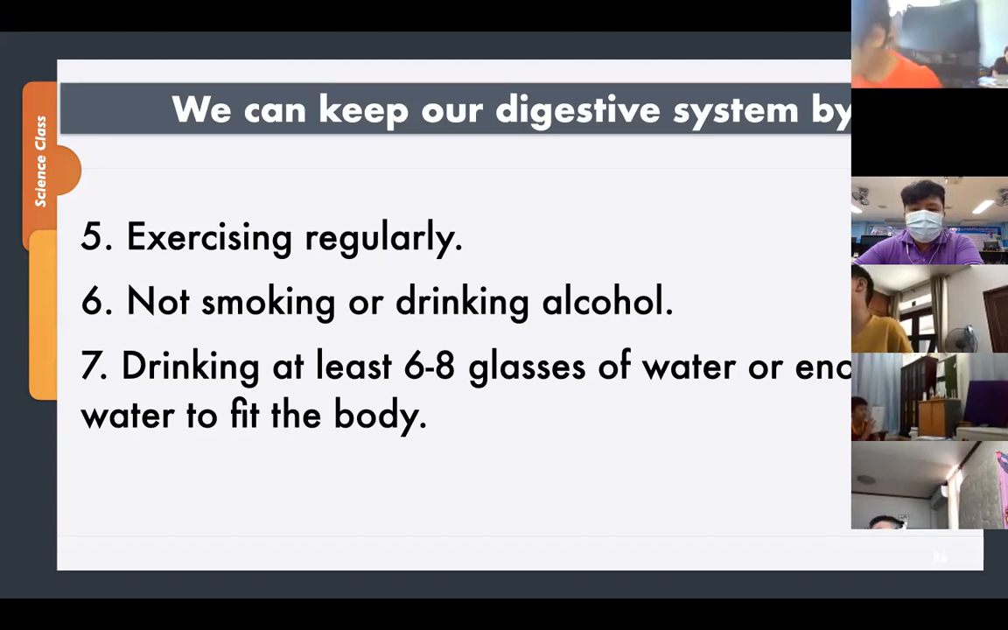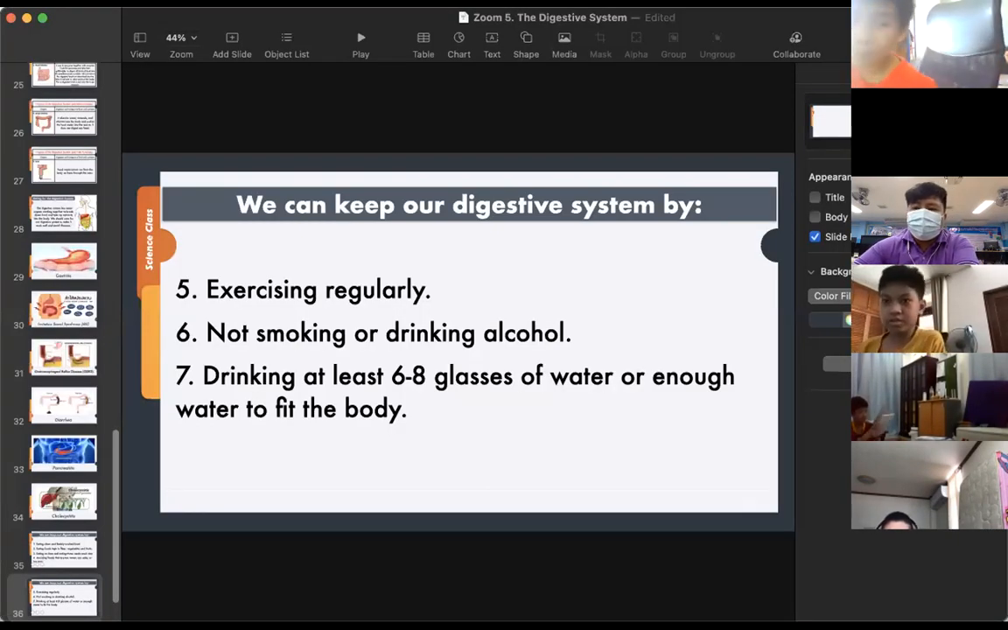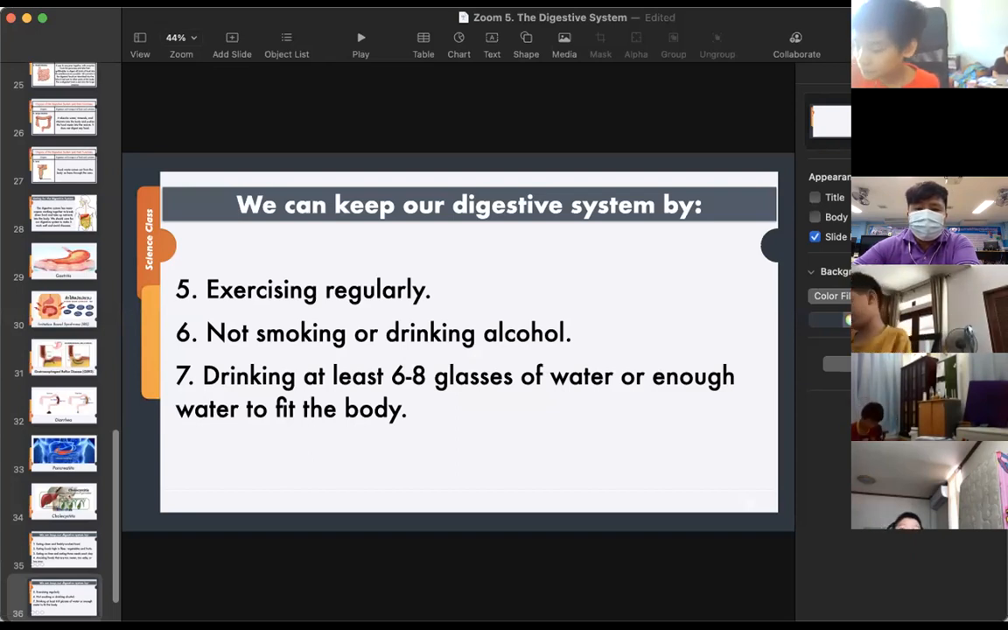Now let's do the worksheet. I hope everyone finished writing the ways to keep our digestive system healthy.